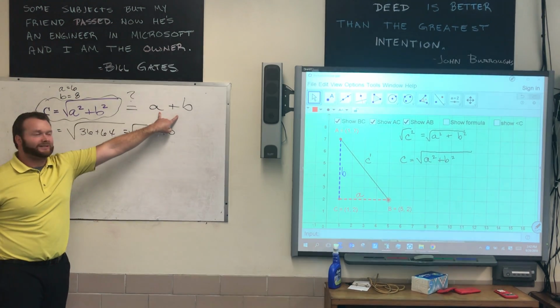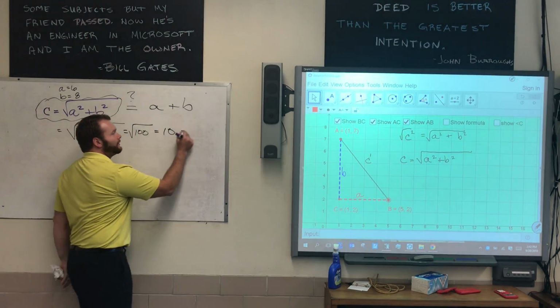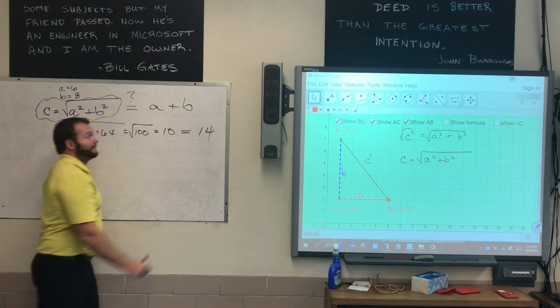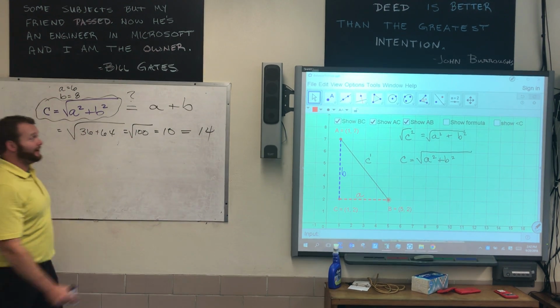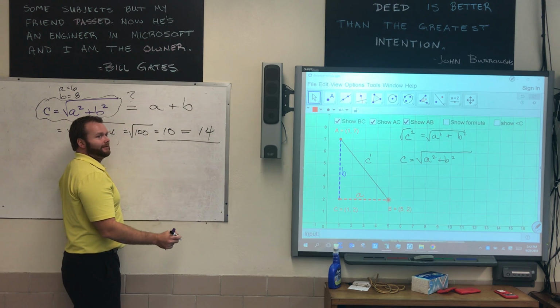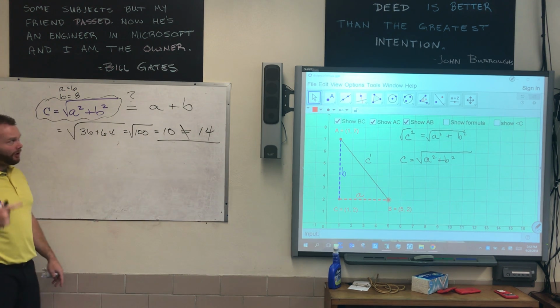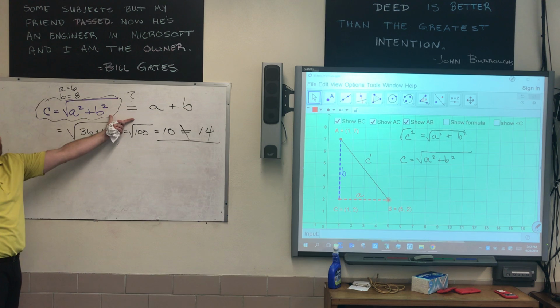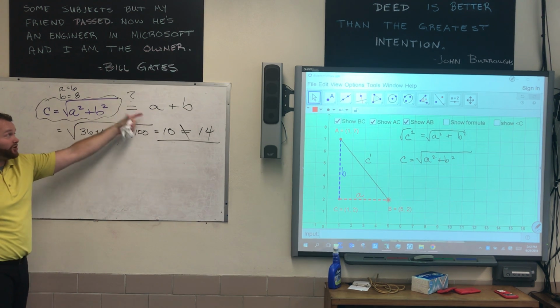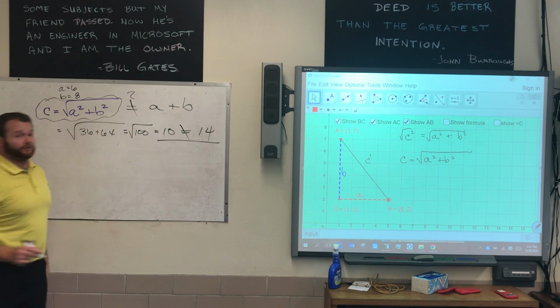If I come over here, what's A plus B going to give me? 14, right? 8 plus 6 is 14. Is 10 equal to 14? No. So that's an example. That's what we call a counterexample to this. Okay? That counterexample shows that this is false. That is not true. Okay?